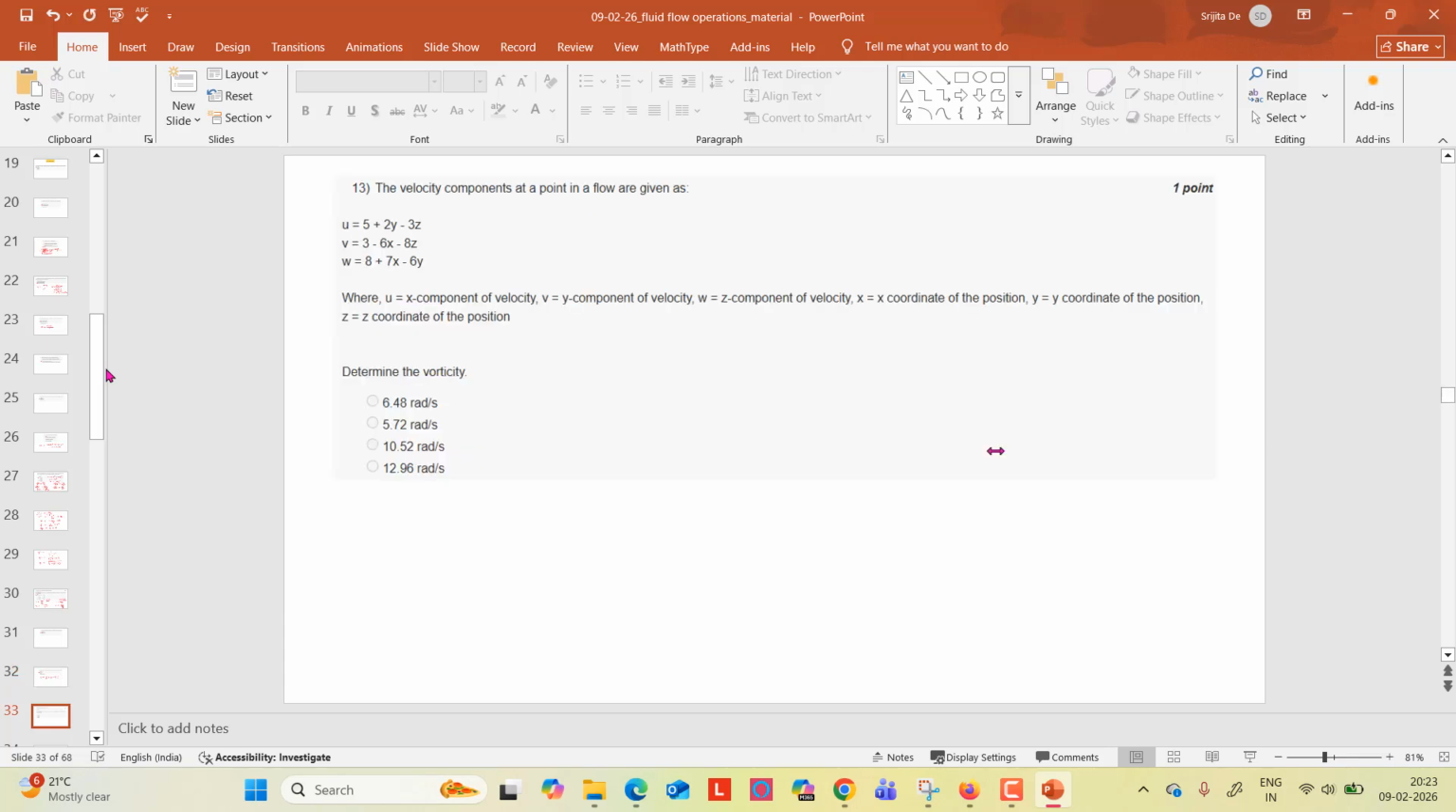Next. The velocity components at a point in a flow are given as this. Determine the vorticity. Right?